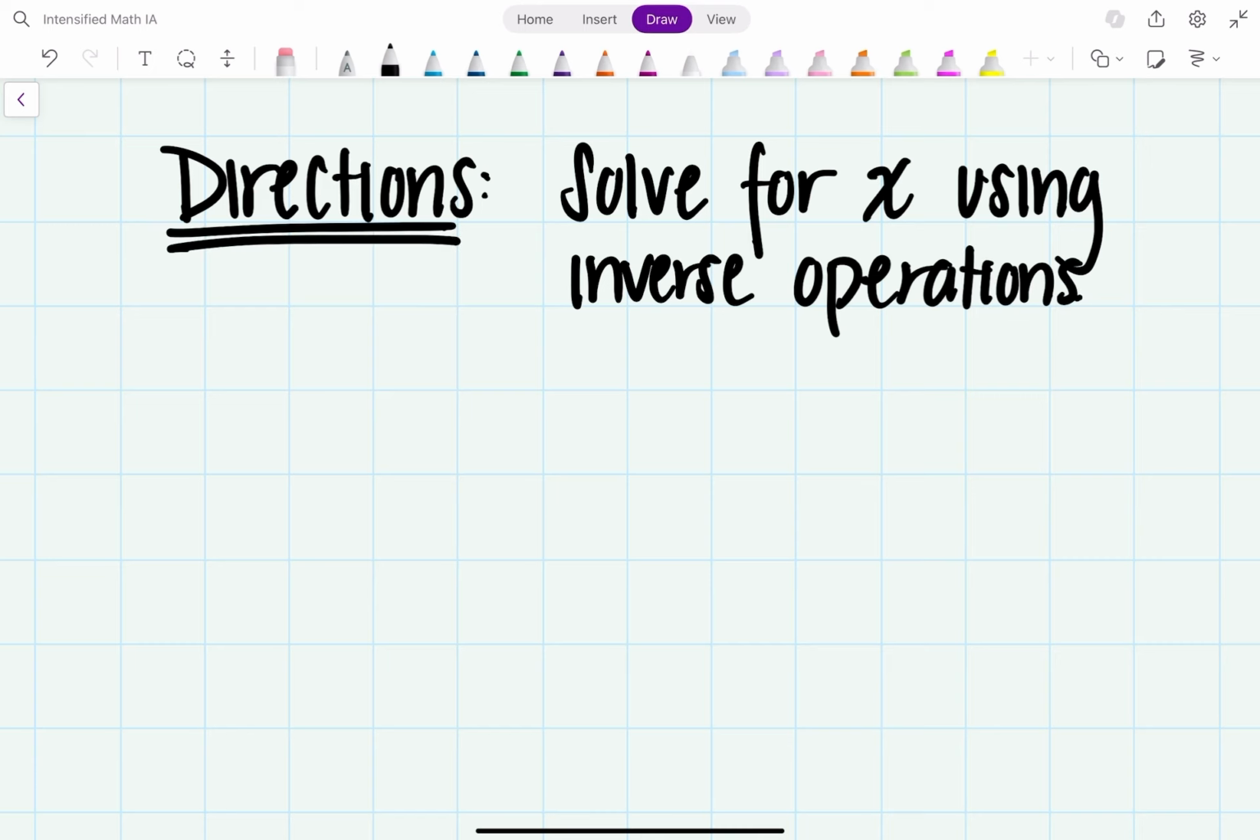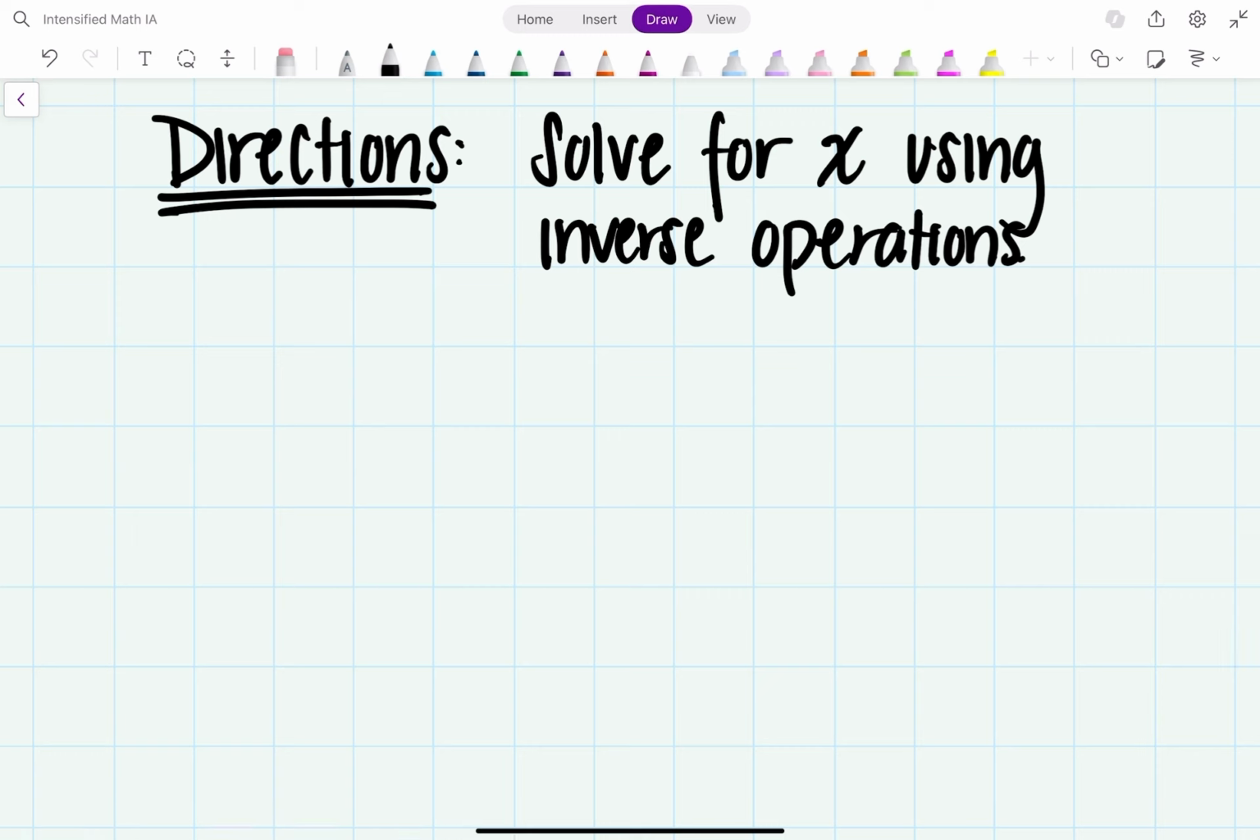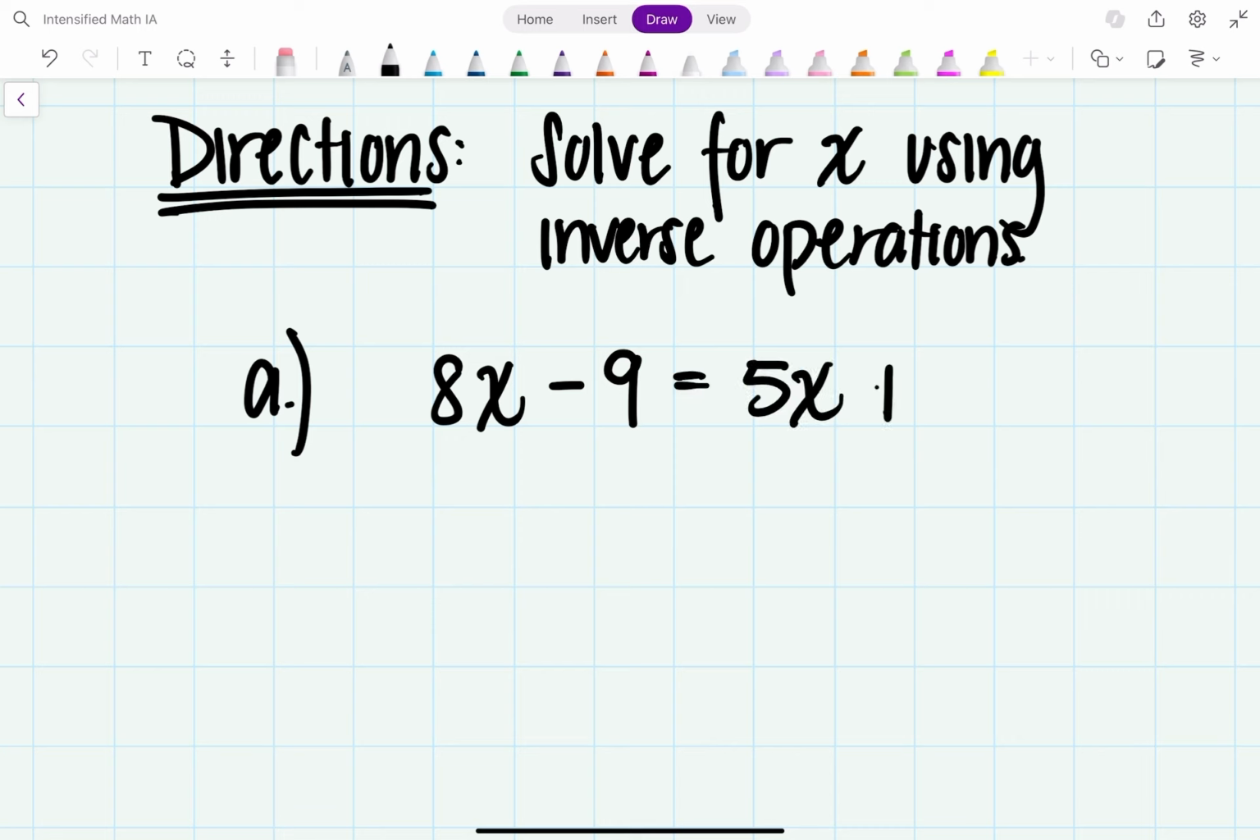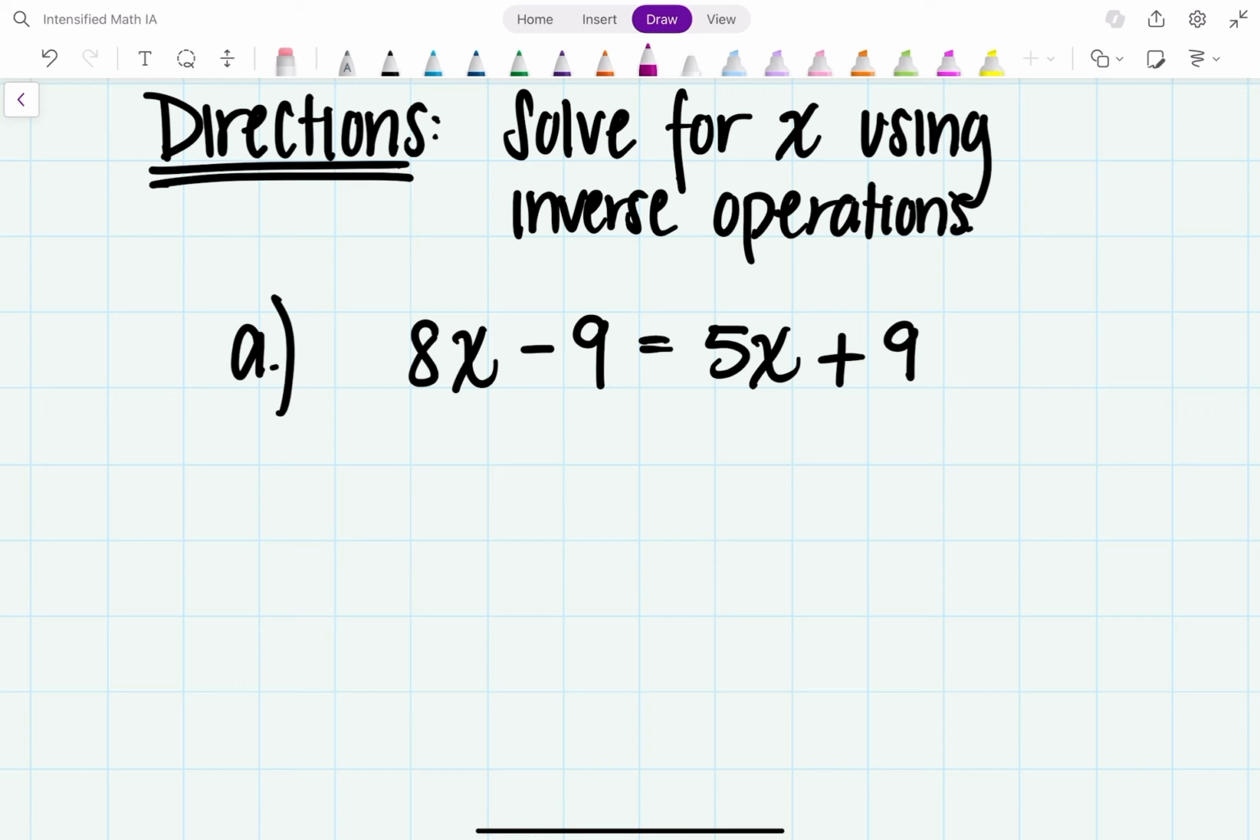All right, let's start off with example A. I have the following equation: 8x minus 9 is equal to 5x plus 9. The goal here is to put the variables all on one side and the numbers on the other, because we have variables on both sides. I have an 8x and a 5x, and they're not on the same side. I also have a negative 9 and a 9, so I want to put those on the same side.